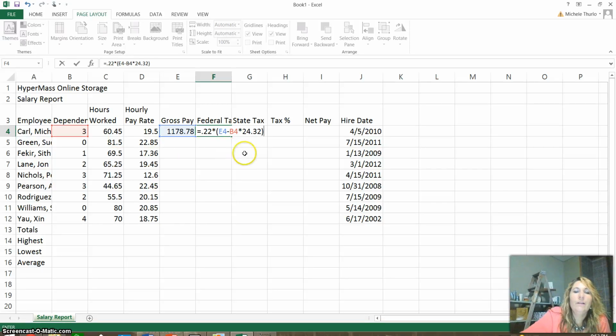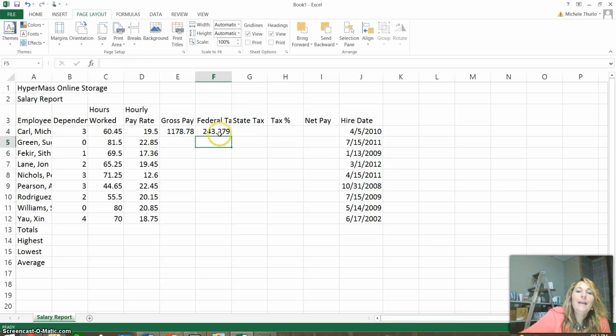So let's look at what this is going to do. First of all, we have a parenthesis, so we have to start there. In our parentheses, we have a minus and a multiplication. So we're going to do the multiplication first, which is going to take the number of dependents times 24.32. And we're going to subtract that answer from E4, which was our gross pay. So far, that sounds good. And we're going to take that answer we got, and we're going to multiply it by 22%, or 0.22. So this formula is set up correctly. Your order of operations is essential to make it work. And I'm going to go ahead and press enter.